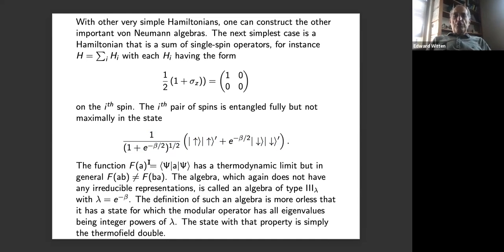So then we can do everything we said before and define this function f of A that has a thermodynamic limit, but it's not a trace. So this algebra, again, doesn't have irreducible representations because it commutes with the algebra acting on the second copy. And it's a new algebra different from the one before because it doesn't have a trace. It's called an algebra of type 3 lambda, where lambda is e to the minus beta.